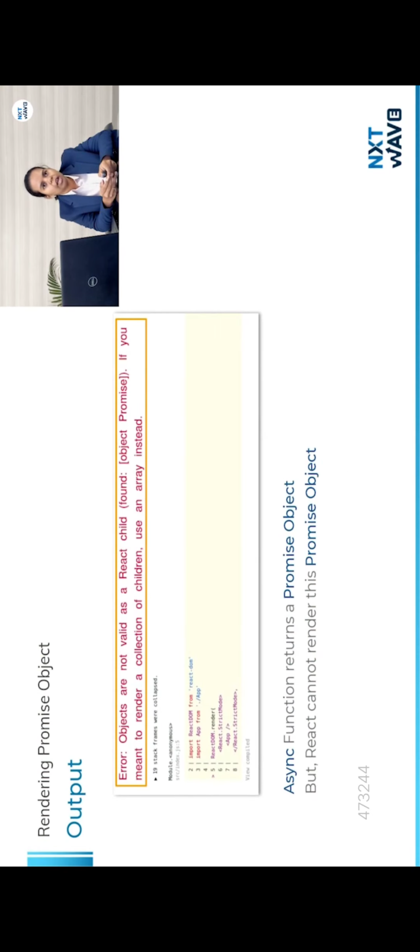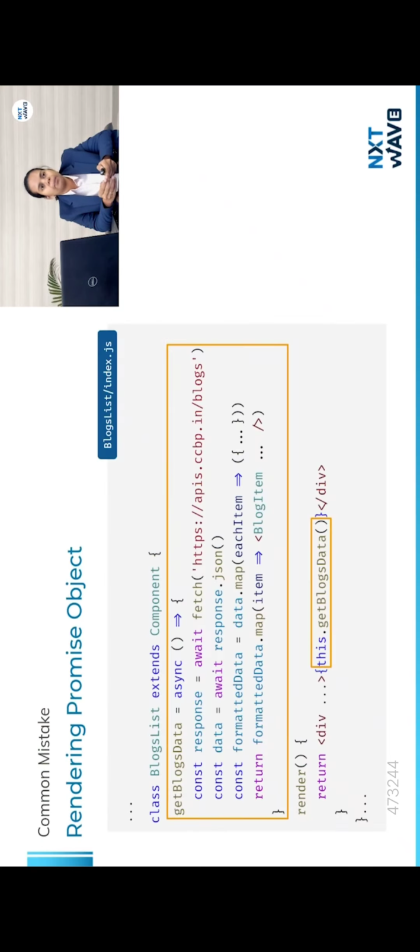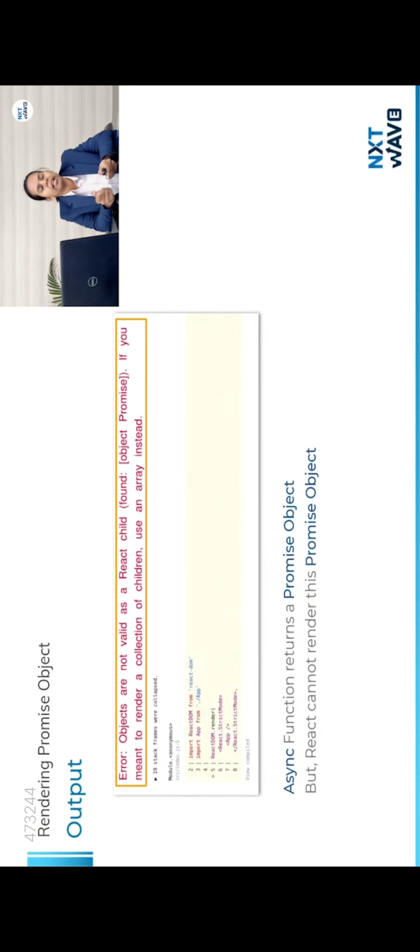There you can see, right? Objects are not valid as a React child, object promise. If you meant to render a collection of children, use an array instead. This is the error that you might have encountered. Since get blocks data is an async function, it will return a promise object. And if we try to render a promise object, we will get an error in this manner because React cannot render the promise object.